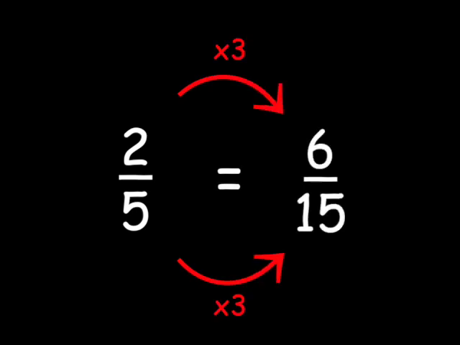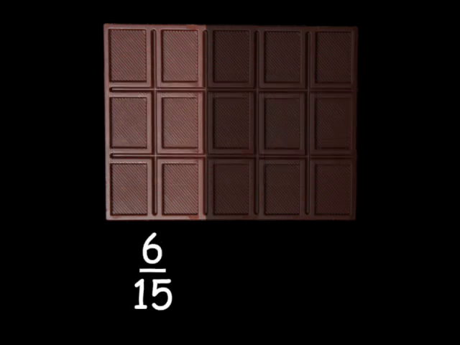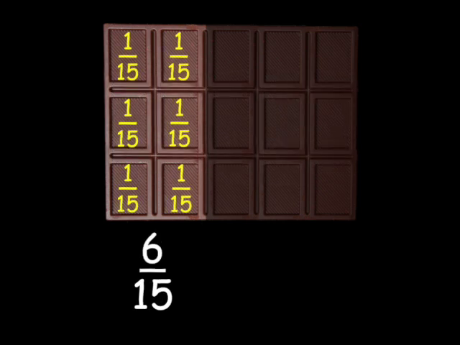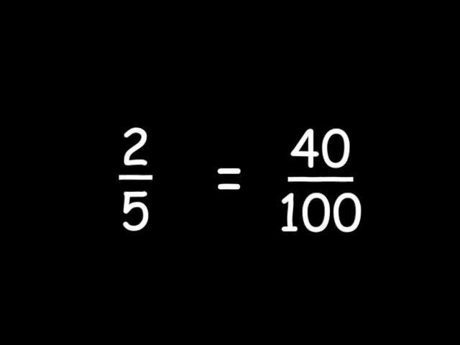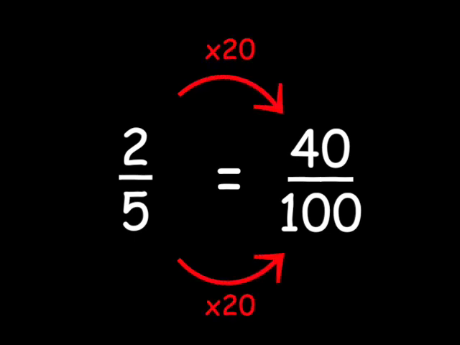Another example is 2/5. If you multiply top and bottom of this fraction by 3, you get 6/15. As a diagram, you can think of it as 2/5, 2/5, and 6/15, 6/15. 2/5 is also equal to 40/100, multiplying top and bottom by 20. In fact, there's no limit to the number of equal fractions you can make in this way.